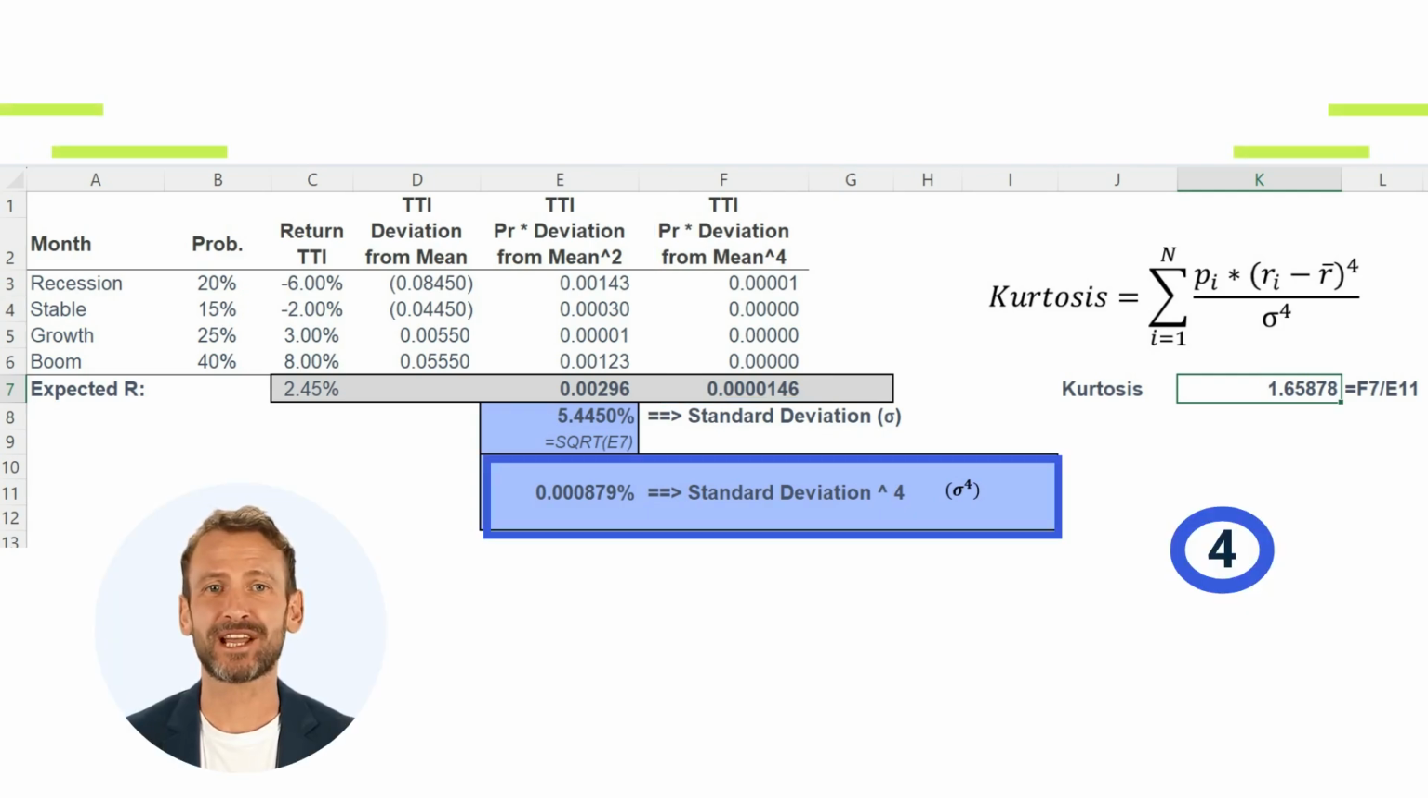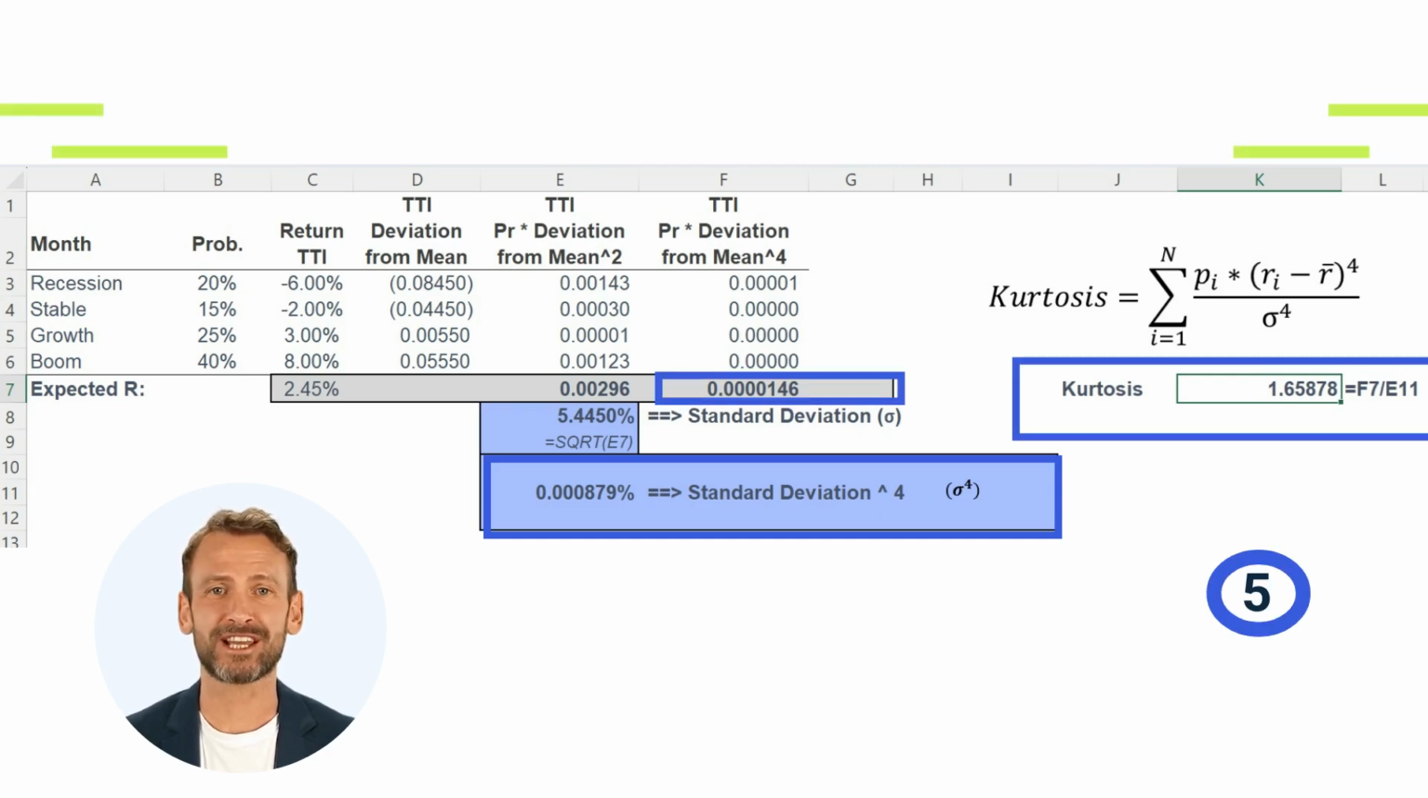The fourth step is to determine the denominator of the kurtosis formula. Doing this is simple. You only need to raise the standard deviation to the fourth power. In this case, the result is 0.000879%.